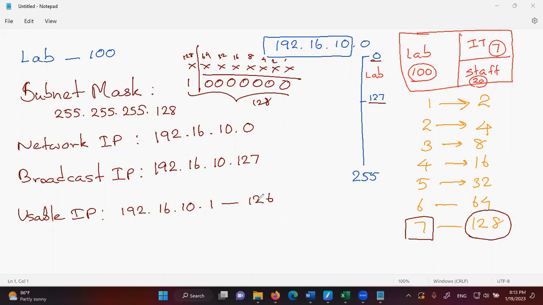We have so far created an IP subnet for the computer lab. So there are two other rooms. One is the IT room, the other one is the staff room. So then again we should divide another two subnets.